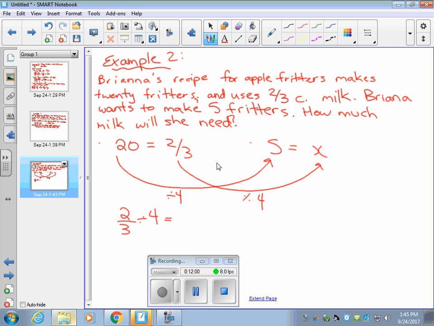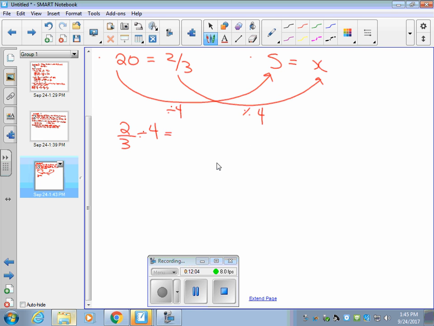2/3 divided by 4, well, we have to first off make sure that they're both fractions. So change 4 to an improper fraction is 4/1. And then we're going to use my favorite method, kiss and flip. Change this to a multiplication sign and flip my second fraction. We have 2/3 times 1/4. 2 times 1 is 2. 3 times 4 is 12. 2/12 equals 1/6 of a cup of milk. Perfect. So if she only wants 5 fritters, she needs to use 1/6 cup of milk.